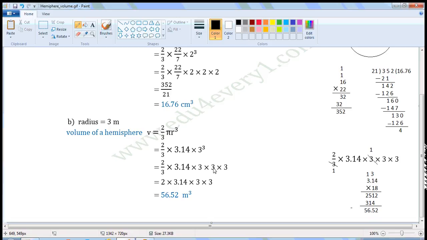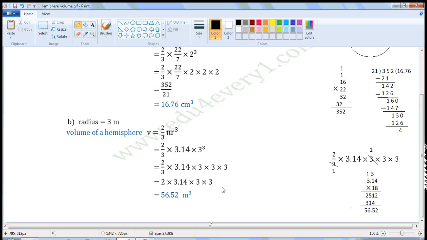Now let us simplify this in the rough work. Common factor of 3 and 3 is 3. Divide both of them with common factor. When we divide 3 with 3, we get 1. When we divide 3 with 3, we get 1. The values left are 2 by 1 into 3.14 into 1 into 3 into 3, which is equal to 2 into 3.14 into 3 into 3. Now 2 into 3 is 6, 6 into 3 is 18.